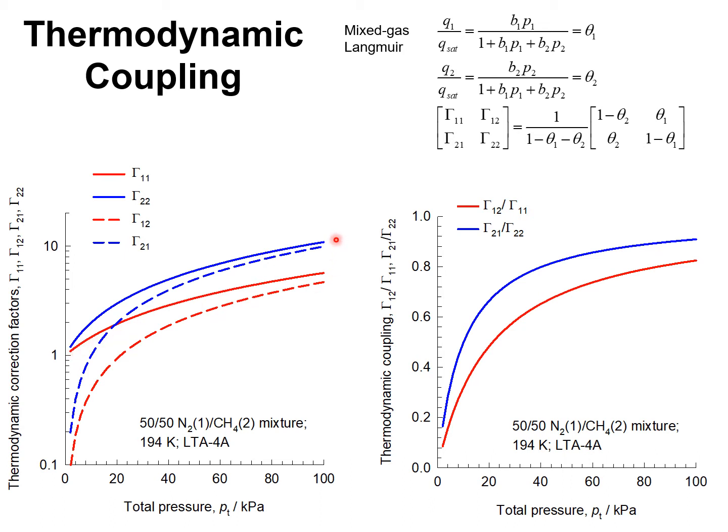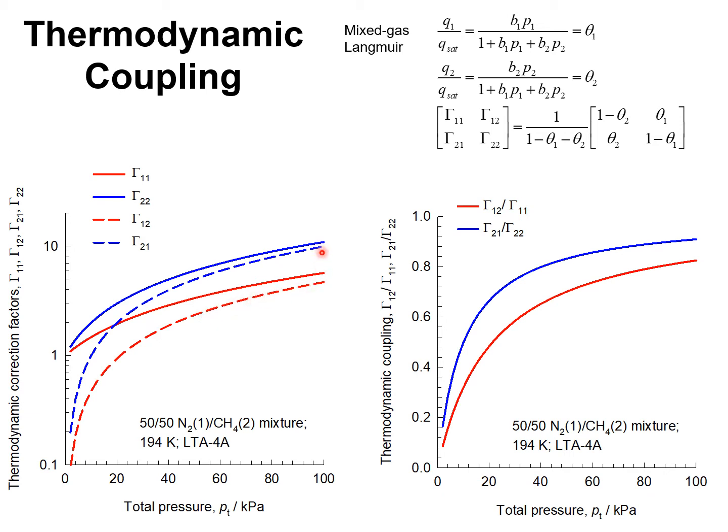The continuous solid lines are the diagonal elements. Red is gamma 1,1, blue is gamma 2,2, and the off-diagonal elements are shown by the dashed lines. Red, gamma 1,2, blue, gamma 2,1. In the unary regime at low bulk gas pressures, the diagonal elements are both unity and the off-diagonal elements are vanishingly small, and at zero loading, the off-diagonal elements are 0. As the total pressure increases, we note that the off-diagonal elements increase in magnitude and reach almost the values of the diagonal elements.